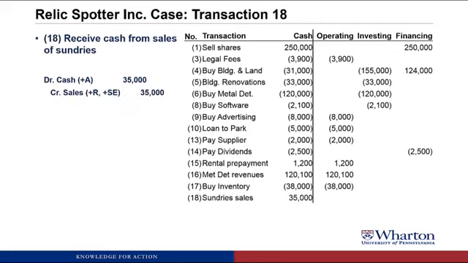Transaction 18. Relic Spotter received $35,000 cash from sales of sundries. Is this operating, investing, or financing? The answer here is operating. Again, this is a cash collection from customers, which is one of the things we use to define an operating activity.